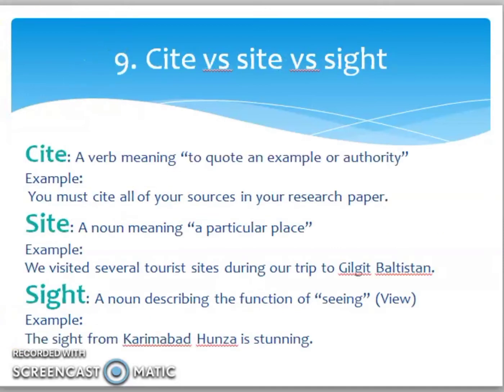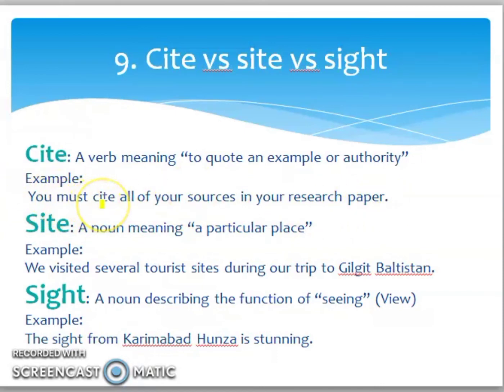Next, cite, site, sight. Now here we have three words. The pronunciation is the same, the spelling differs as well as the meaning. Let's look at the first word, cite. A verb meaning to quote an example or authority, especially in writing. You could use it as cite or citation, right? Example, you must cite all of your sources in your research paper.